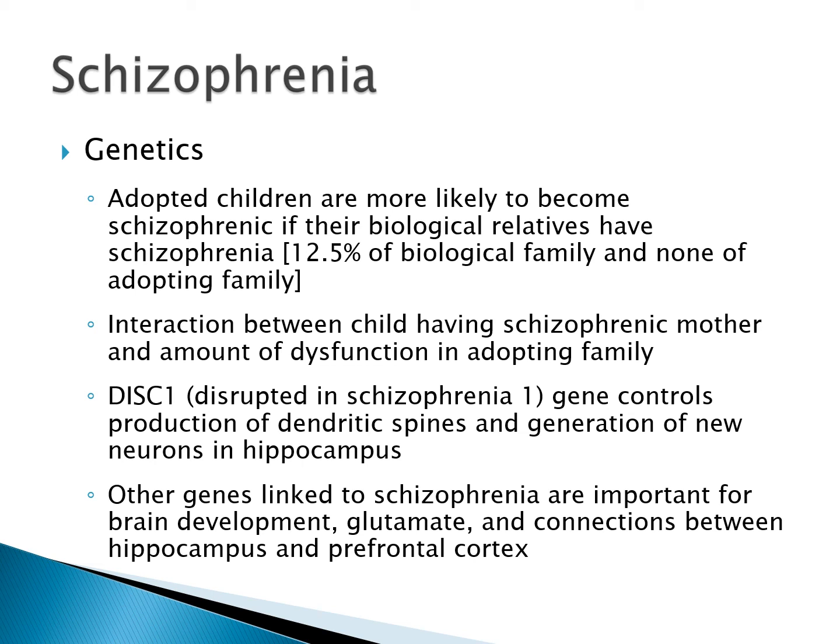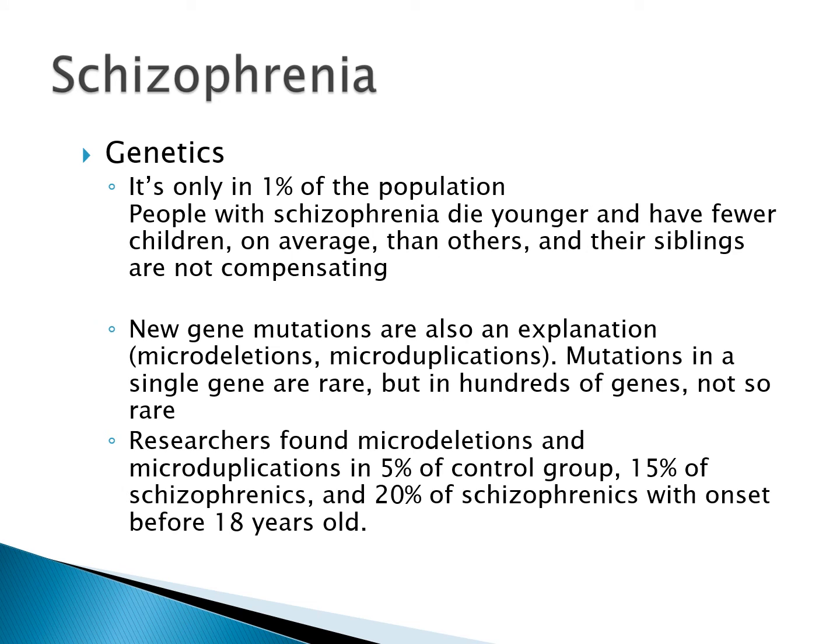Well, the one that we point to as what appears to be the strongest gene that we can see is DISC1, as they call it, which stands for disrupted in schizophrenia 1. This gene controls the production of dendritic spines and generation of new neurons in the hippocampus. Other genes that we see as linked to schizophrenia are important for brain development as well, and glutamate specifically, and then connections between the hippocampus and the prefrontal cortex. Again, it's only in about 1% of the population.